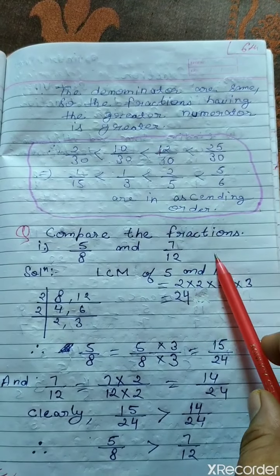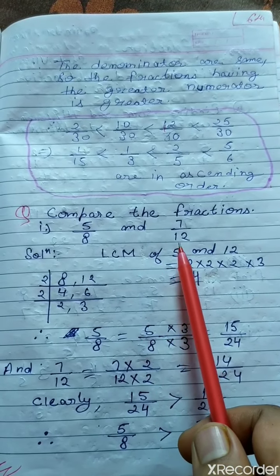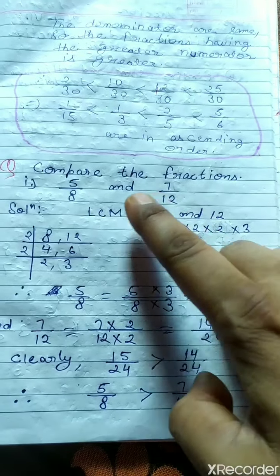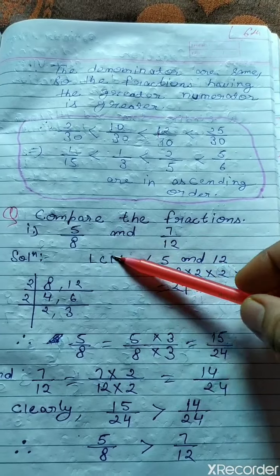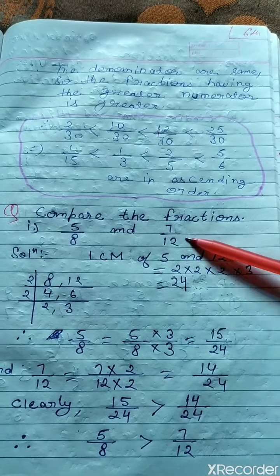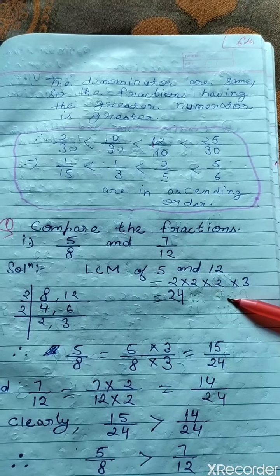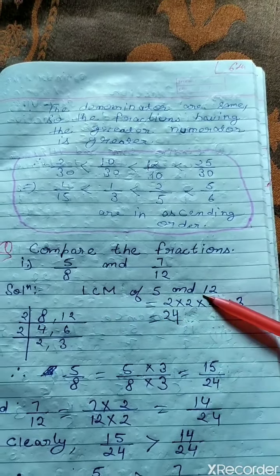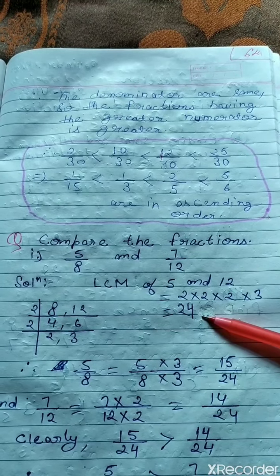Now compare the fractions given here. Compare the fractions 5 by 8 and 7 by 12. So the question is, compare the fractions 5 by 8 and 7 by 12. So how will you compare? By converting into like fractions. And for converting into like fractions, you will find the LCM of the denominators. LCM of 8 and 12 is 24 here.